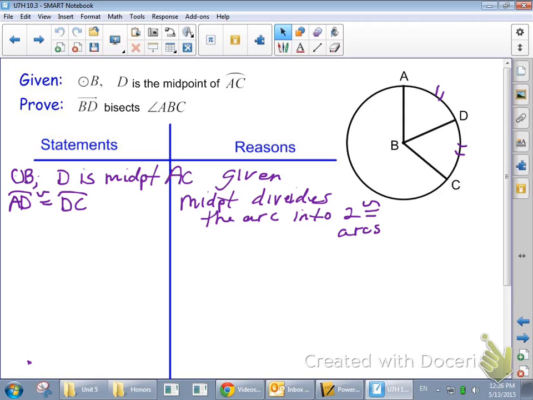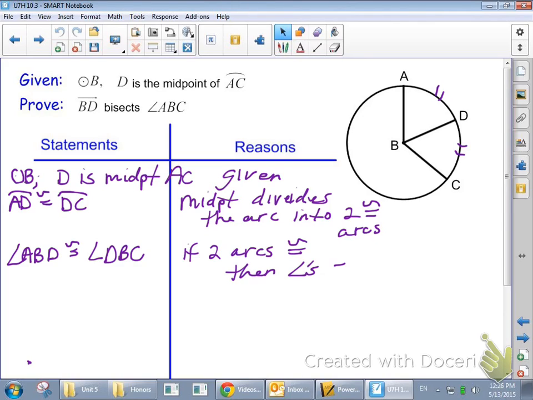All right, so because of our theorem we just learned, if those two arcs are congruent, then we know that their central angles are congruent. So here I can say that angle ABD is congruent to angle DBC. If two arcs are congruent, then the corresponding central angles are congruent. I'm just going to say then angles are congruent. You know that this means central angles. Okay, so how do I mark that? Well, I'm going to mark this angle congruent to that angle.